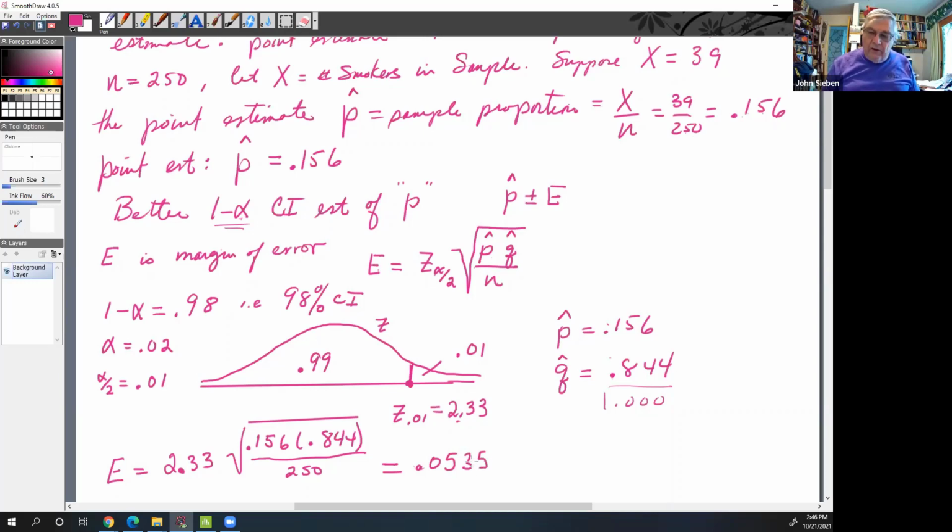0.0535. So I know already, I'll go ahead and pronounce it. I know that the margin of error is going to be right at 5% here. It's 0.0535. It's 5 and 35/100%. That's the margin of error.